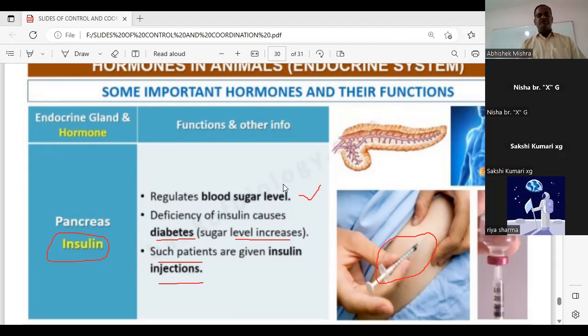Okay, so what is the function of the hormone insulin? It regulates the blood sugar level, and the deficiency of insulin causes diabetes, where the blood sugar level rises, and such patients are given insulin injections. Next.